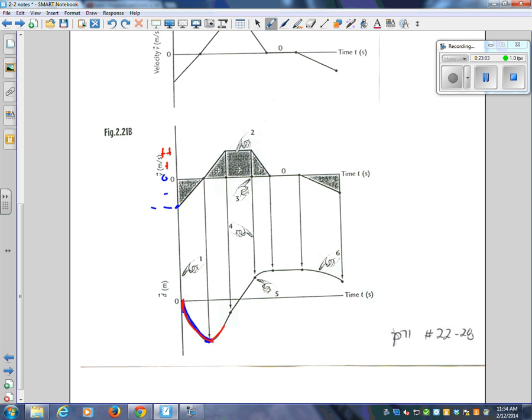More and more positive, steeper and steeper. Now, you might say, Mr. Bennett, why doesn't it go all the way to the origin? Let's go ahead and say that. Why doesn't it go all the way to the origin? Excellent question.